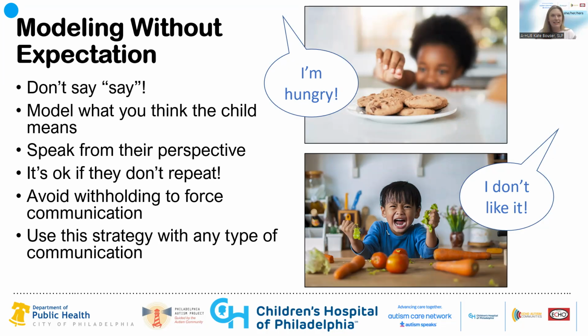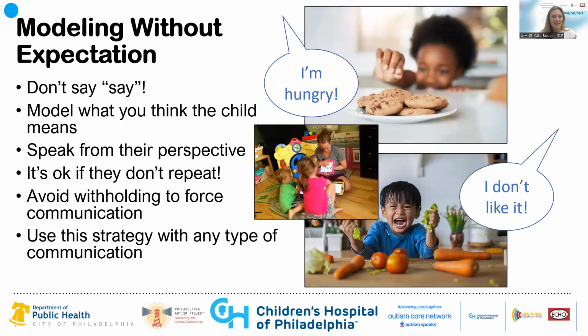This kind of modeling is a little bit nuanced because we want to model communication. We don't necessarily want to withhold something until a child communicates for it. We don't want to force a child to request something. We just want to seek out those natural opportunities, pounce on them, and then keep it moving, keep it positive. And this is a strategy that we can use no matter what form of communication a child is using. And so if we can just have one click here, it's another little picture.